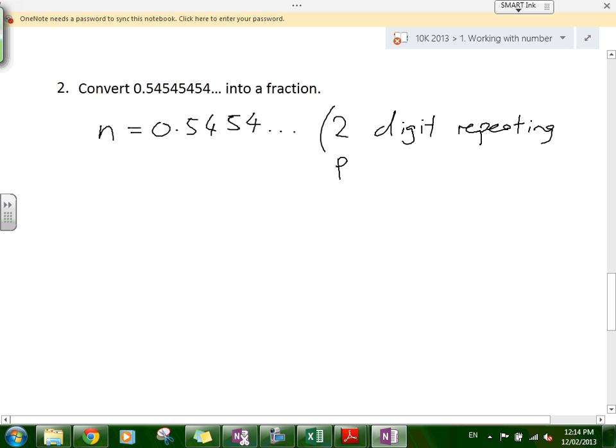So what should I multiply by then? Yeah, 100. Because you want to shift it up 2 decimal places.